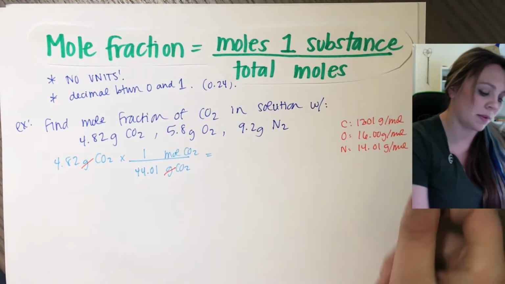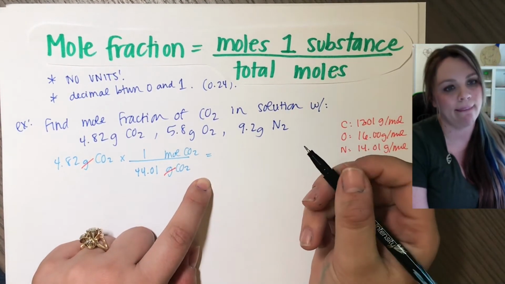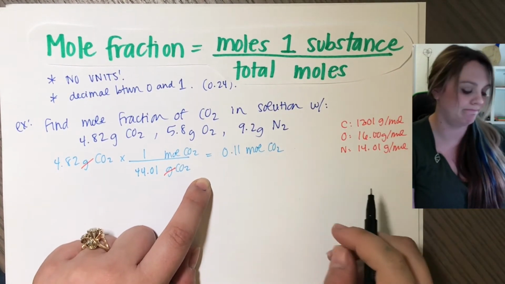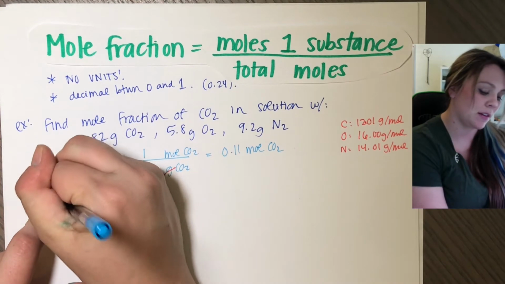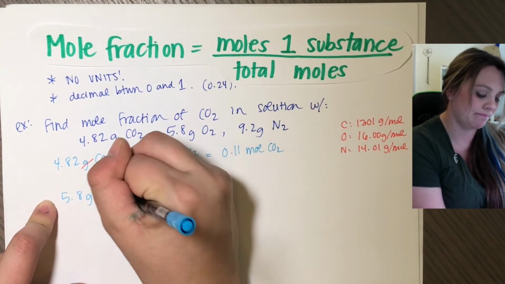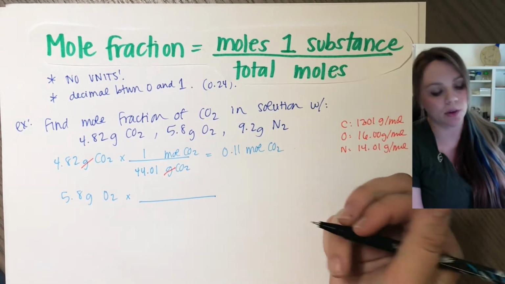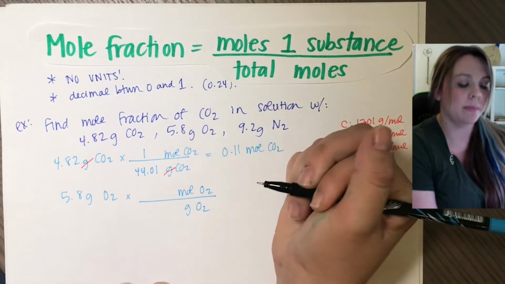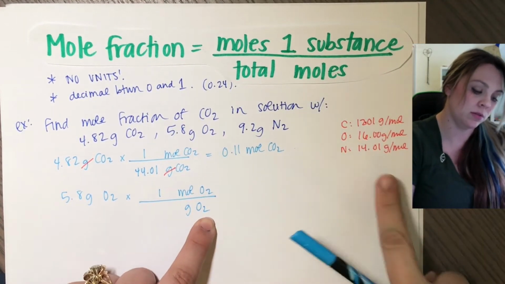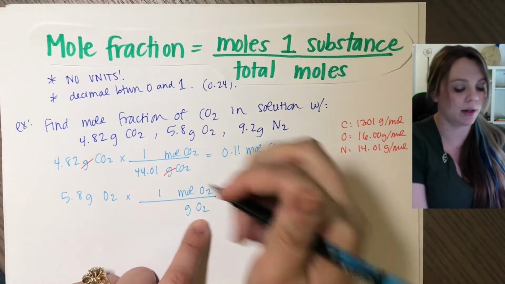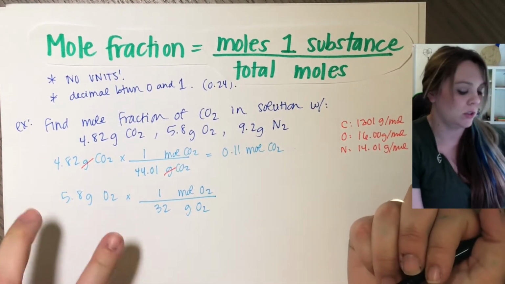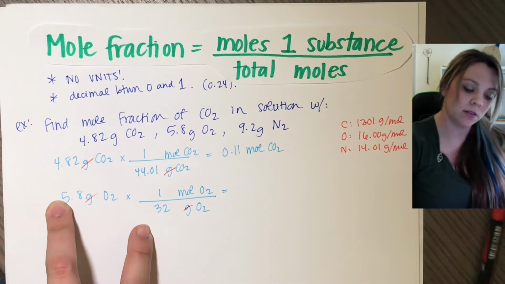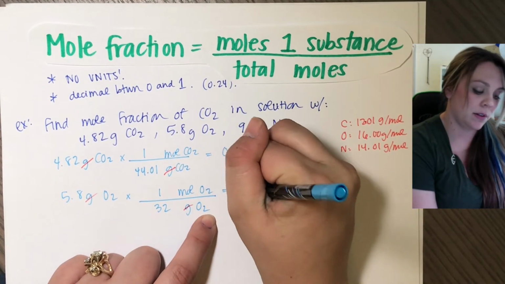Your grams and grams will cancel, and you will get some amount, 0.11 moles of CO2. You have to do the same thing, converting for 5.8 grams of oxygen. I want to get out of grams, so grams of O2 on the bottom, on your denominator, moles of O2 up top. 1 mole of O2, 2 oxygens, it's going to be 32 grams. Do a little division. Grams and grams will cancel, and you get 0.18 moles.